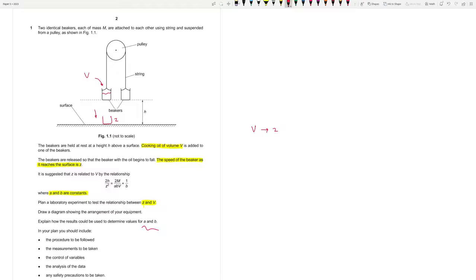Then we said that we will keep M constant and we will use a top pan balance to measure M. So we can also measure that. Why don't I just write this point over here? I think it should be better, right? Use a top pan balance to measure M. I think this makes it better. So those two are actually additional details, yeah? Keep M constant and use a top pan balance to measure M.